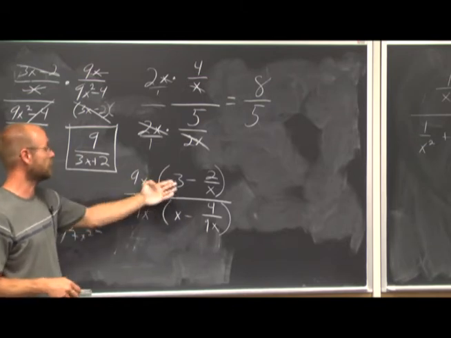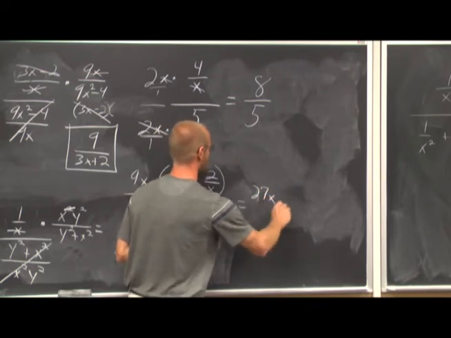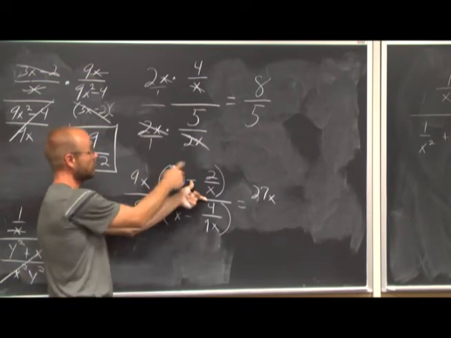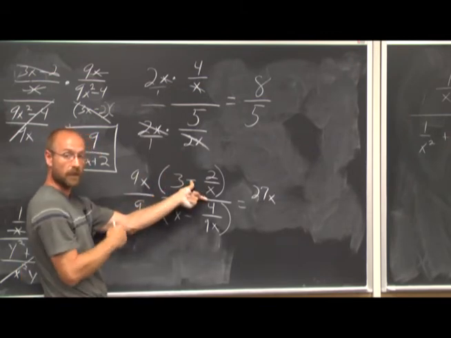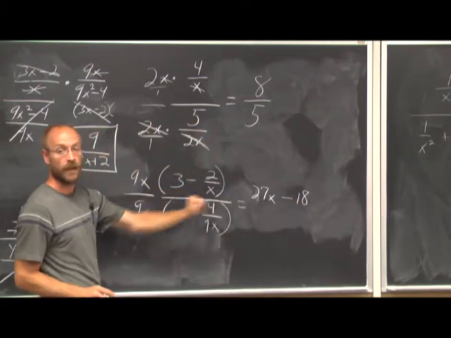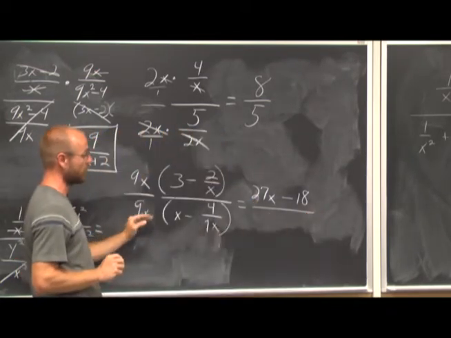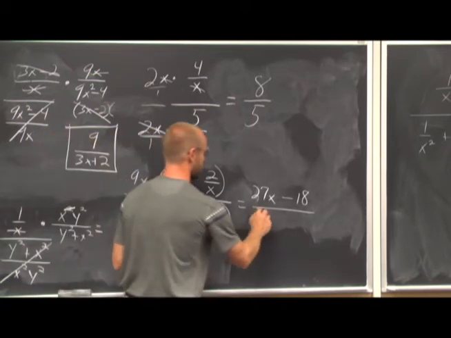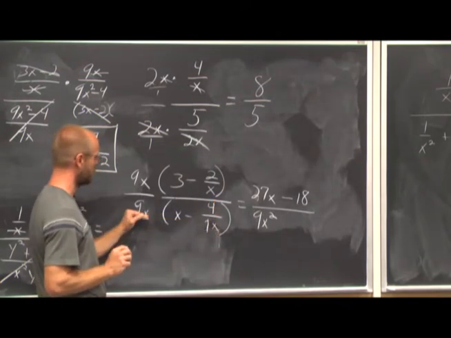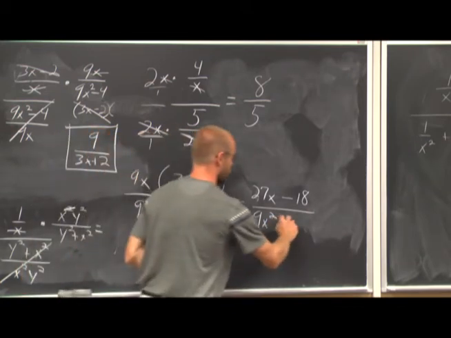If I distribute 9x times 3, I'm going to get 27x. 9x times negative 2 over x. Well, 9x times this quantity, the x's will cancel, and I'm left with 9 times 2, which would give me negative 18. That is my numerator. Now I distribute this 9x to the bottom. 9x times x is 9x squared. And 9x times 4 over 9x, well, 9x cancels the 9x, leaving me with just minus 4.